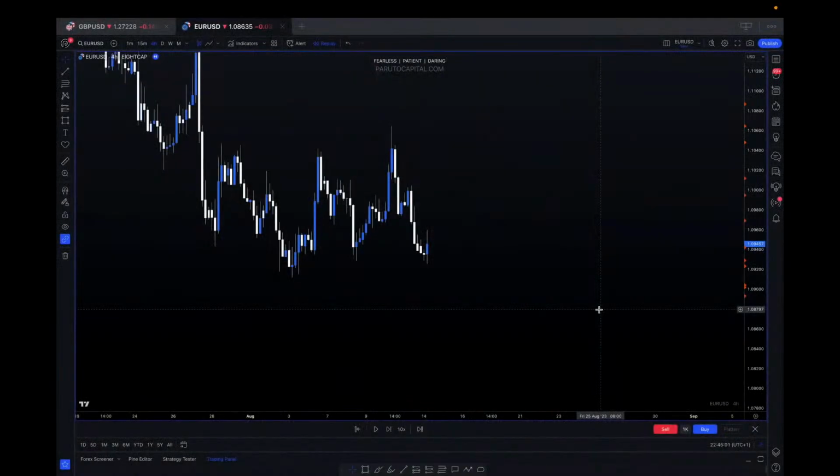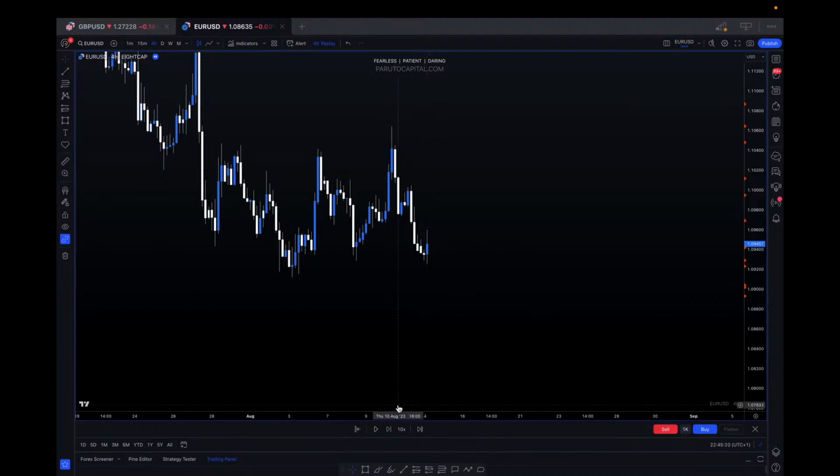All right, so welcome to this review. Let's go through all of the trades that played out during the week. So starting from Monday the 14th of August. So today's the 18th. So right here you can see this candle. This is already the 14th of August.